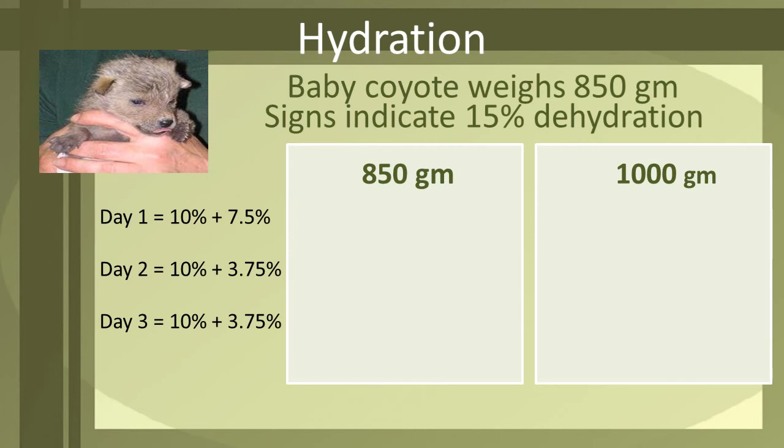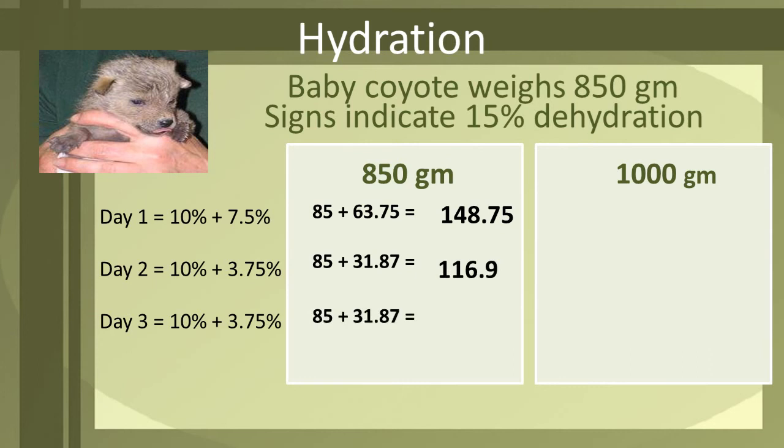When using the 850 grams, the first day he would receive 10% plus half of the 15% he's missing. So day 1, he gets almost 150 milliliters of fluid. Day 2, he would get his 10% daily plus 1/4 what he's missing. And we repeat that on the third day. In 3 days, he gets 382 milliliters of fluid.